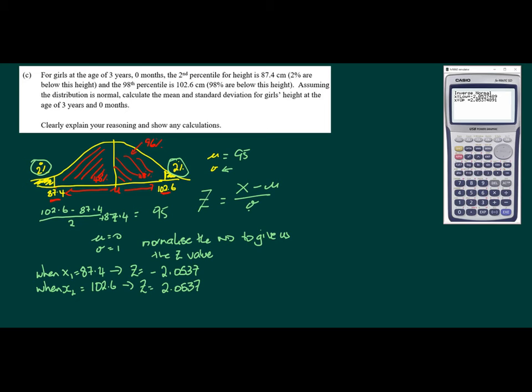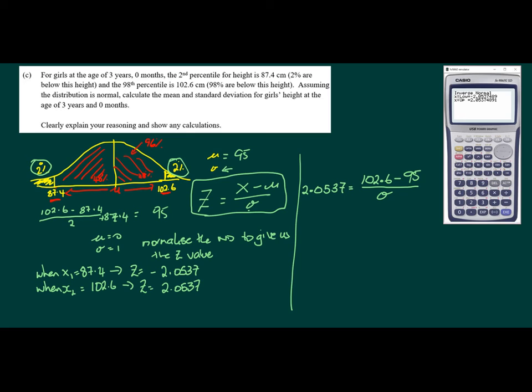We need to take one of these, it doesn't matter which one, because they'll both get the same answer, to figure out what the standard deviation is. I'll just take the positive one because it's easier. So I would say my Z-score, 2.0537, is equal to, using this formula, Z equals x, which is our value 102.6, minus our mean, which we calculated is 95, all over the standard deviation, which we don't know.